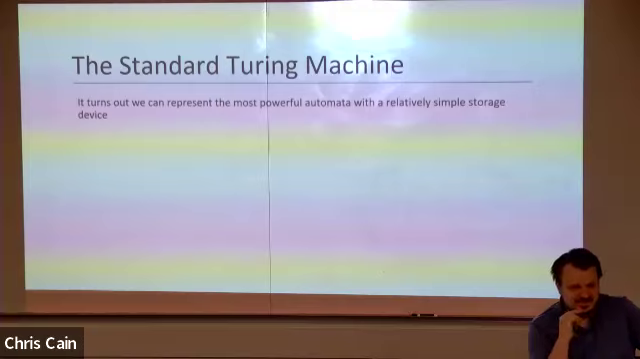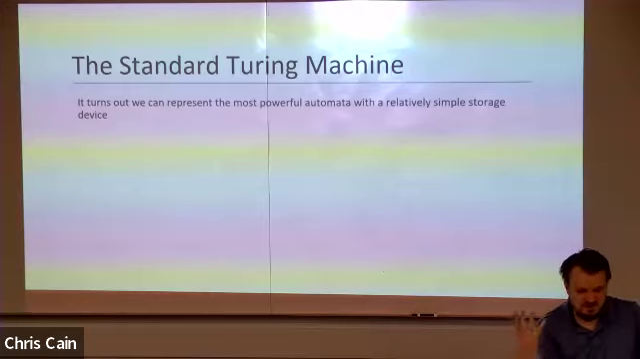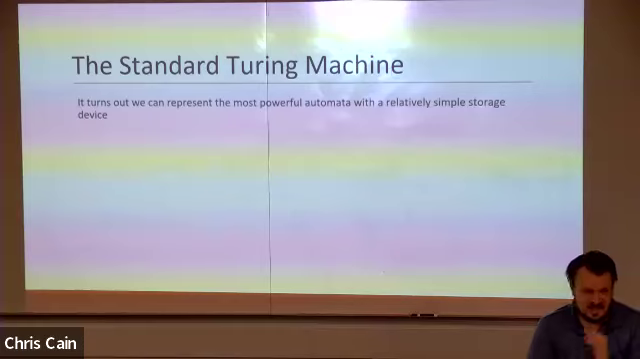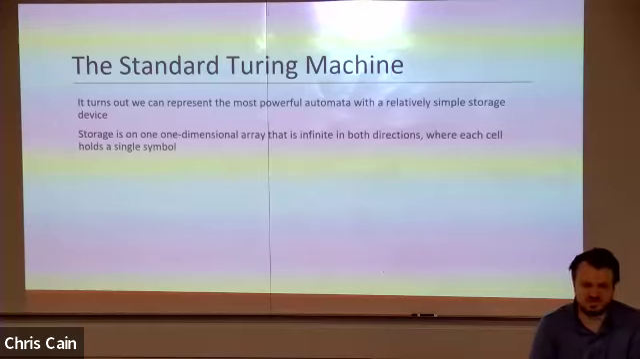And it's amazing that we can actually simplify it as much as we can. The most powerful possible state machine can be shown relatively simply as a storage device, kind of like a DFA or an NPDA. However, it's going to look very different from either of those. So storage is now on an infinite one-dimensional array in both directions. Instead of starting at index 0, we're going to start somewhere, and there's infinite tape to both directions.